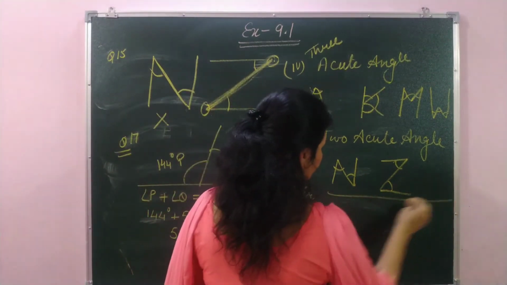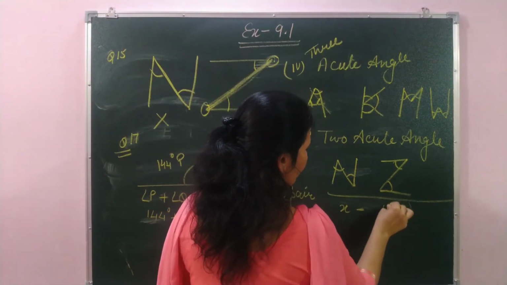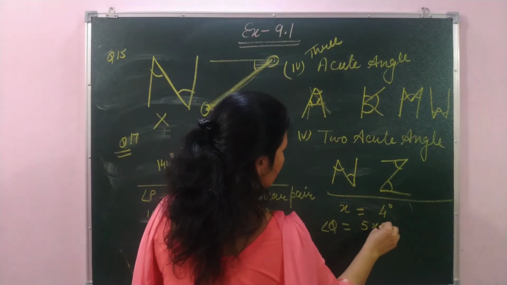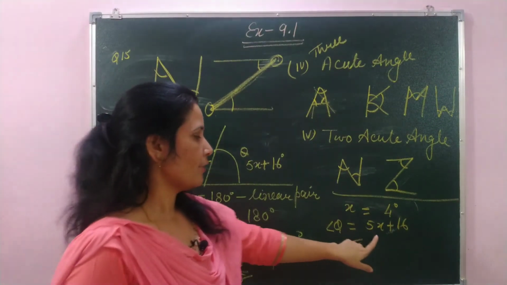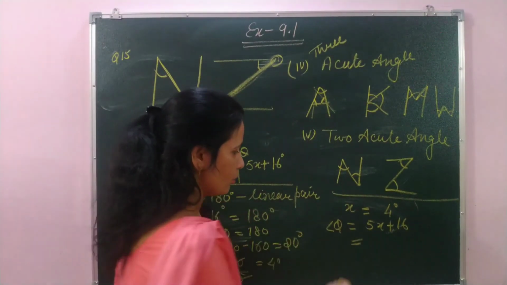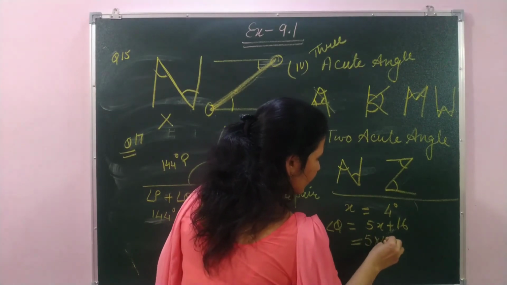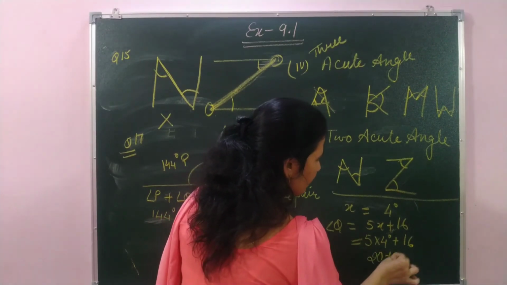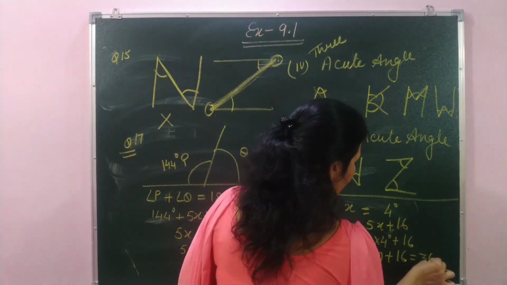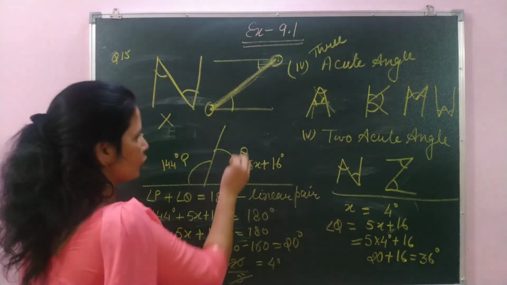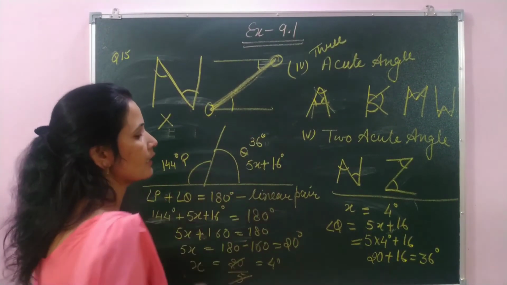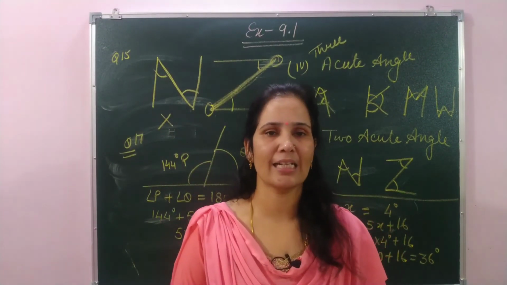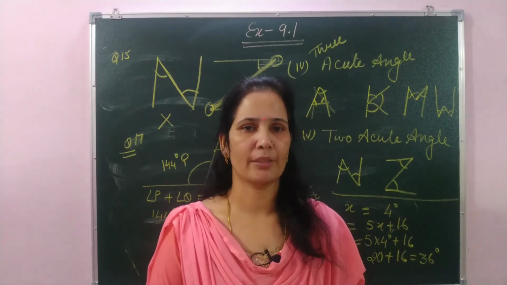So students, here x equals 4 degrees and angle Q equals 5x plus 16. So x value is 4, 5 fours are 20, 20 plus 16, that means 36 degrees. So the value of Q is 36 degrees. Now students, after solving this question, we have finished our exercise, and you have to solve this exercise in your geometry copy. Thank you students.